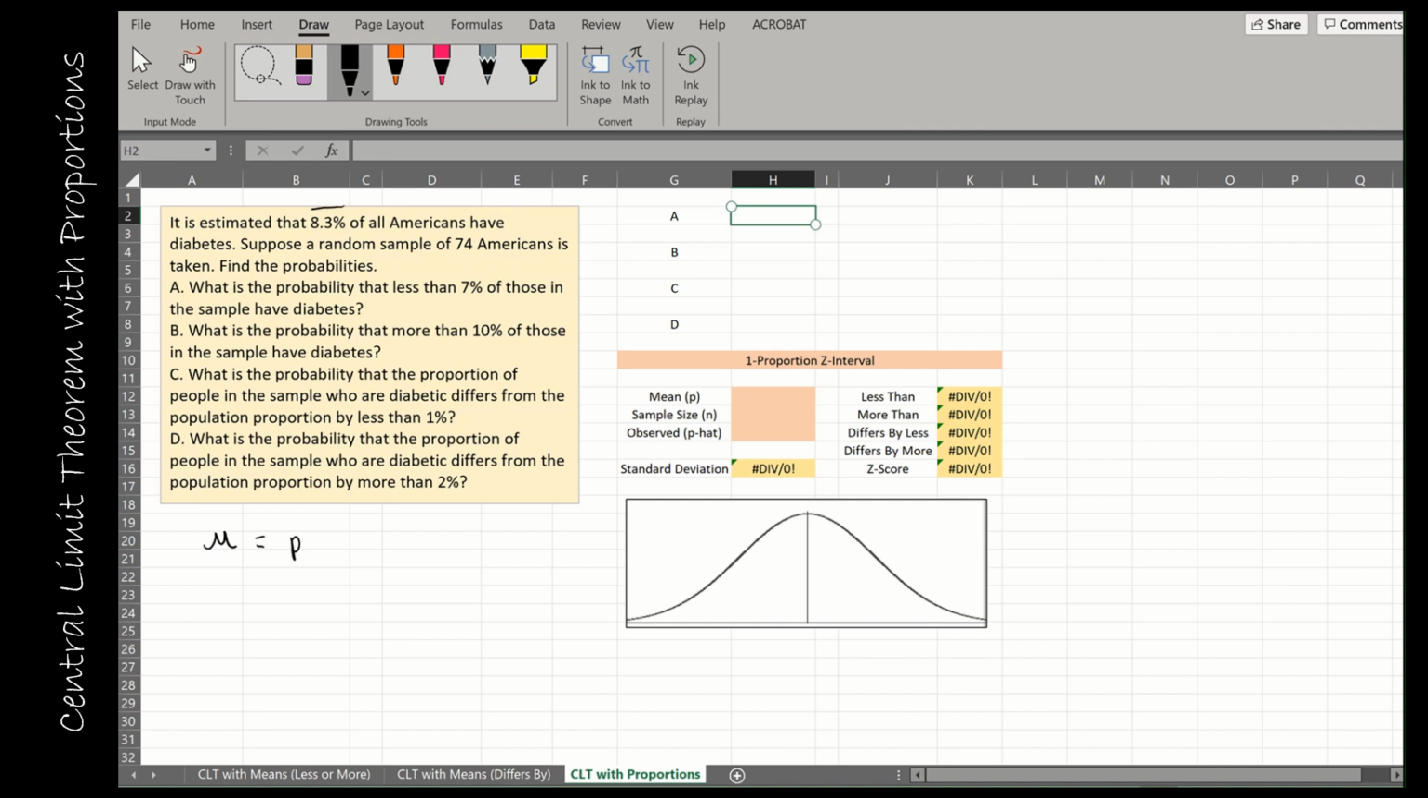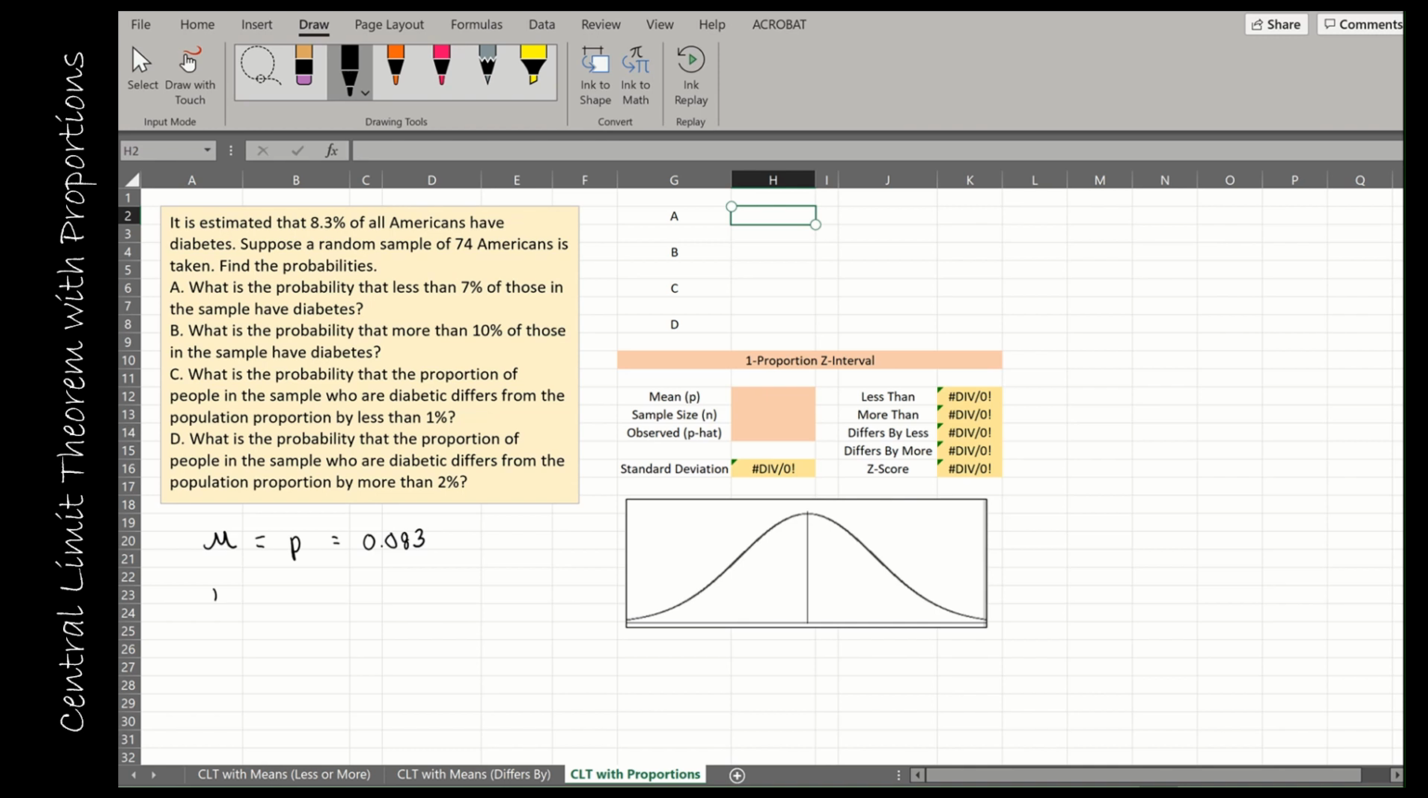So in this case, it's estimated that 8.3% of Americans have diabetes. Then I'm going to write that as 0.083. I'm just turning that percentage into a decimal, so we always move it 2 places to the left. So that's P.